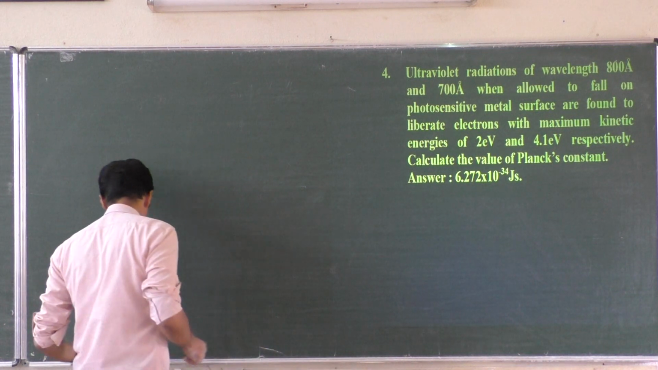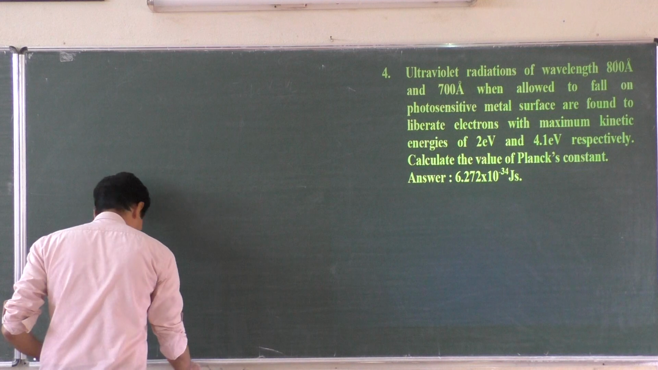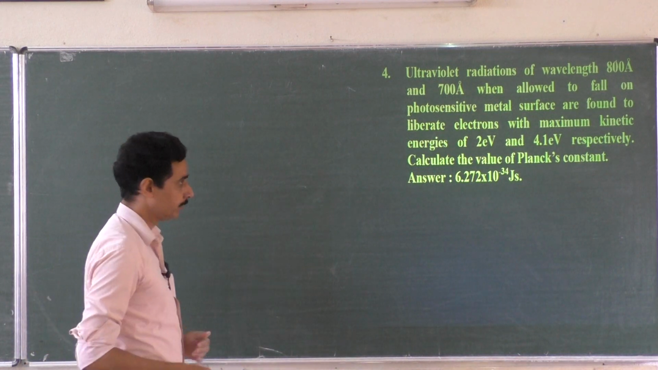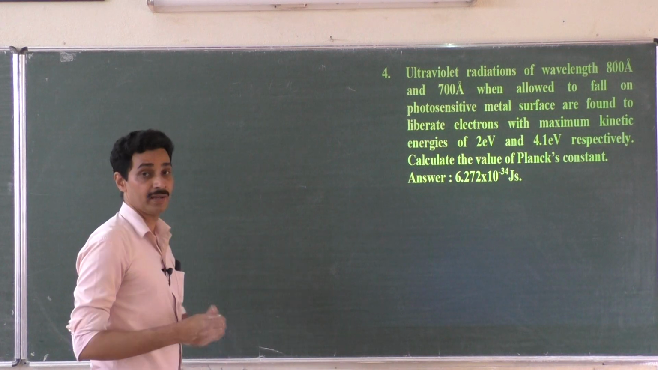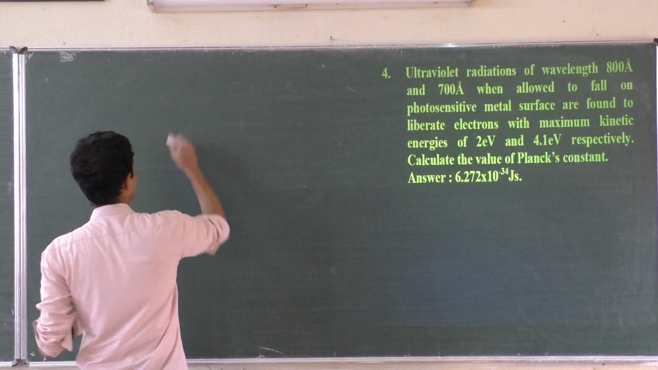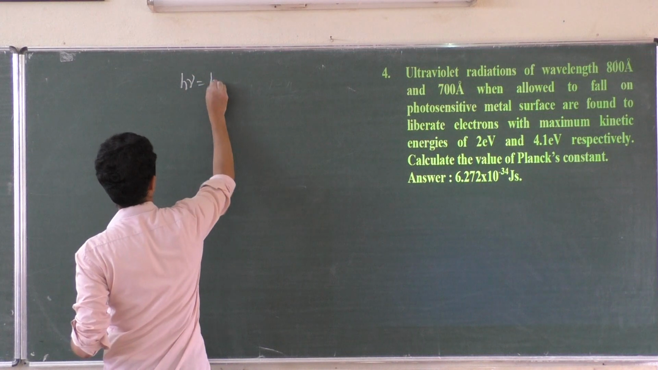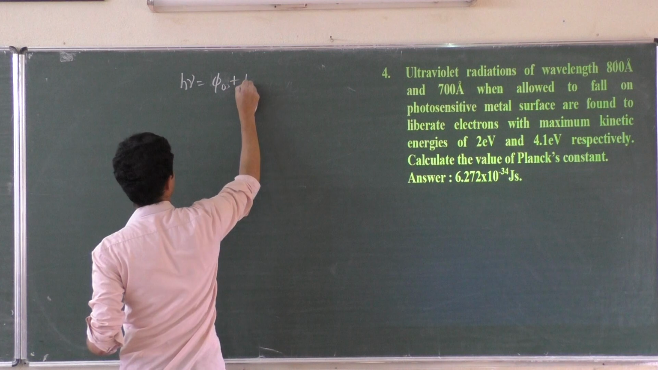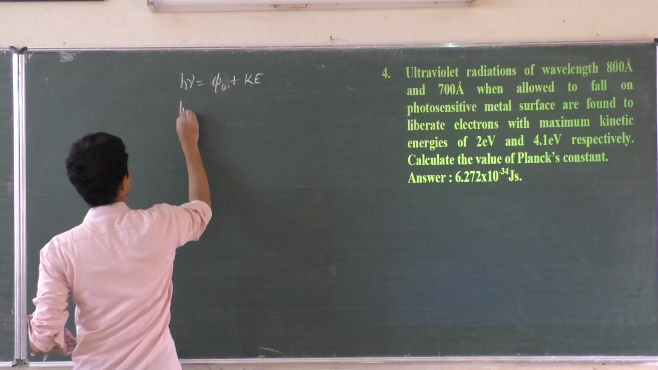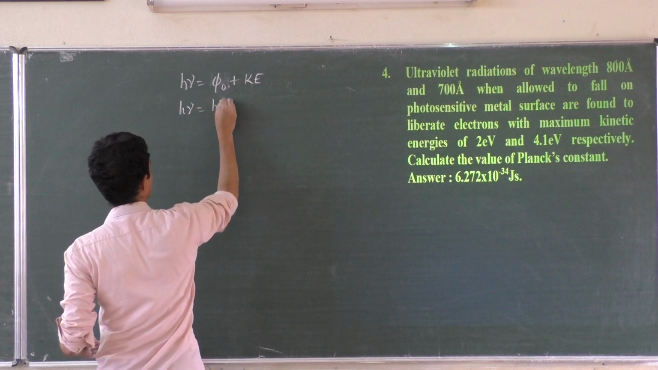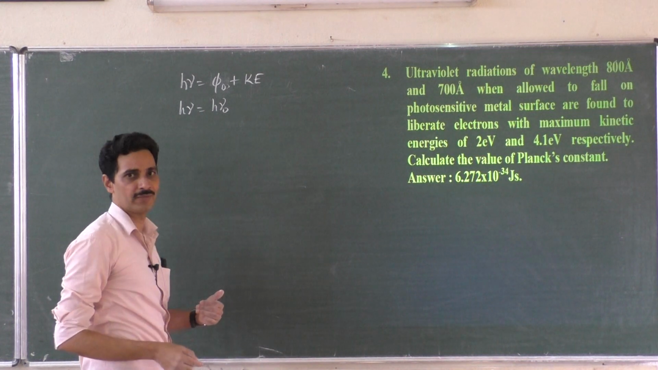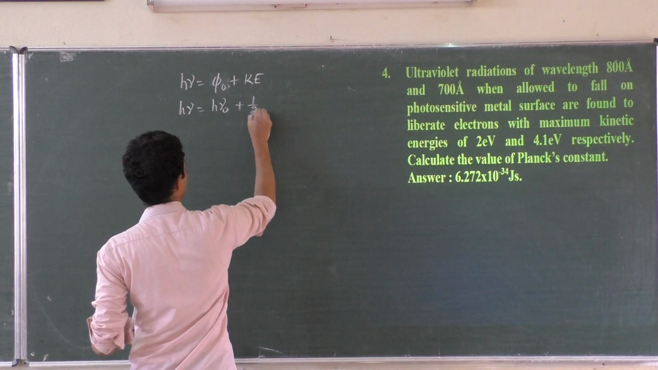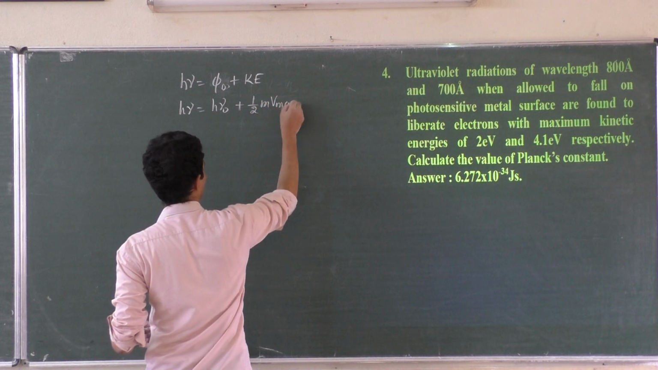Okay, now we will move on to our job. Before going to this problem, let us rewind the formulas. Einstein's equation: h nu is equal to work function plus kinetic energy. h nu is equal to work function, which can be written as h nu naught, where nu naught is the minimum frequency given just to remove the electrons. That is the work function. Plus kinetic energy, which can be written as half m v maximum square.